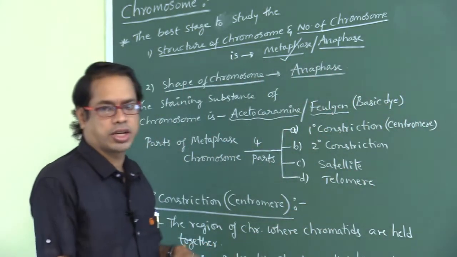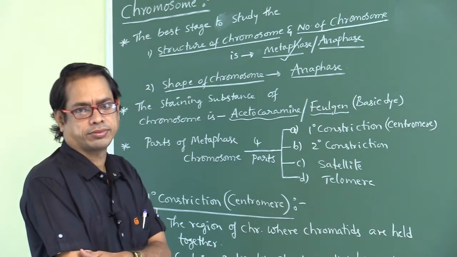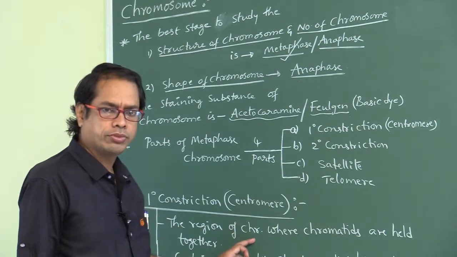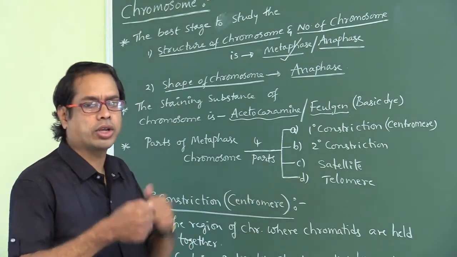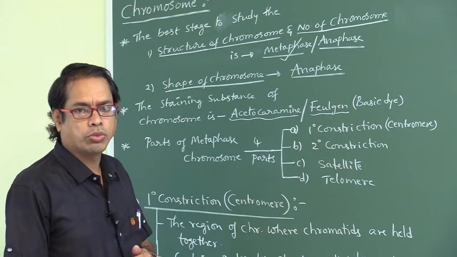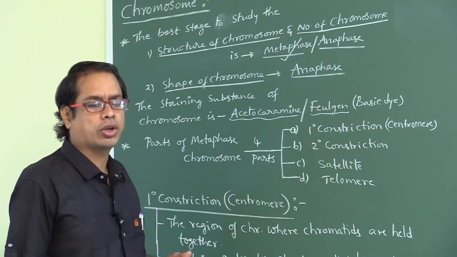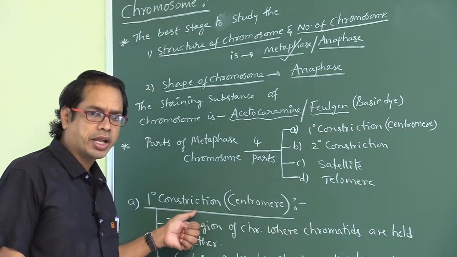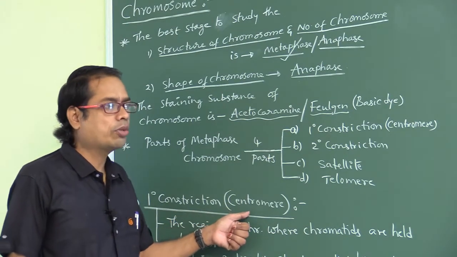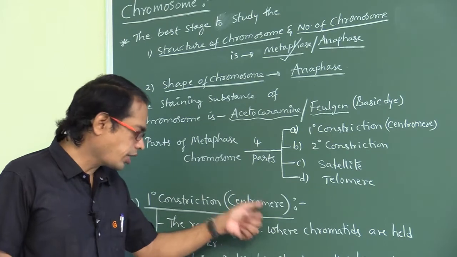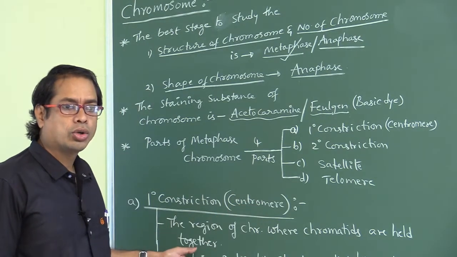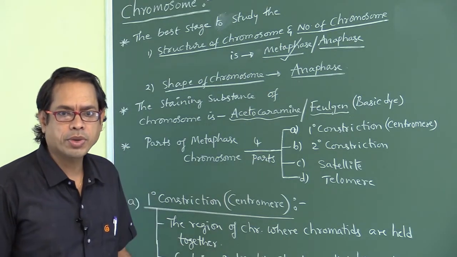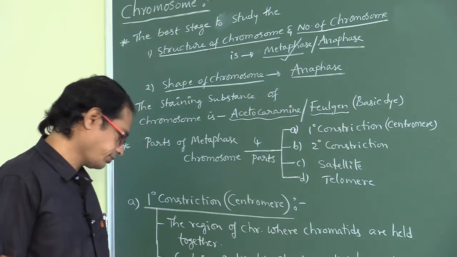So, primary constriction. That is the region of the chromosome where the chromatids are held together. That part is called primary constriction. Primary constriction is also called centromere. It contains 2 disc-like structures called kinetochores. How many kinetochores are present? 2 kinetochores are present. Okay.